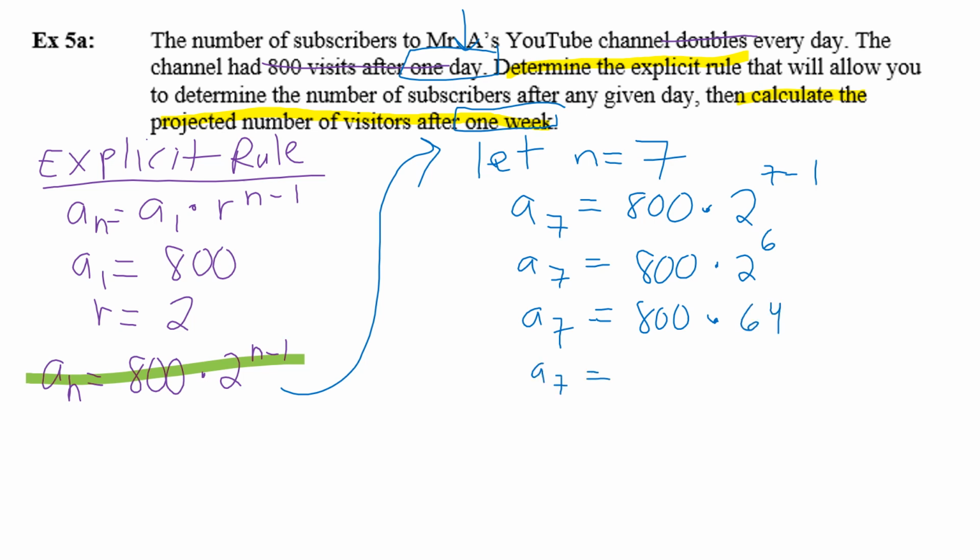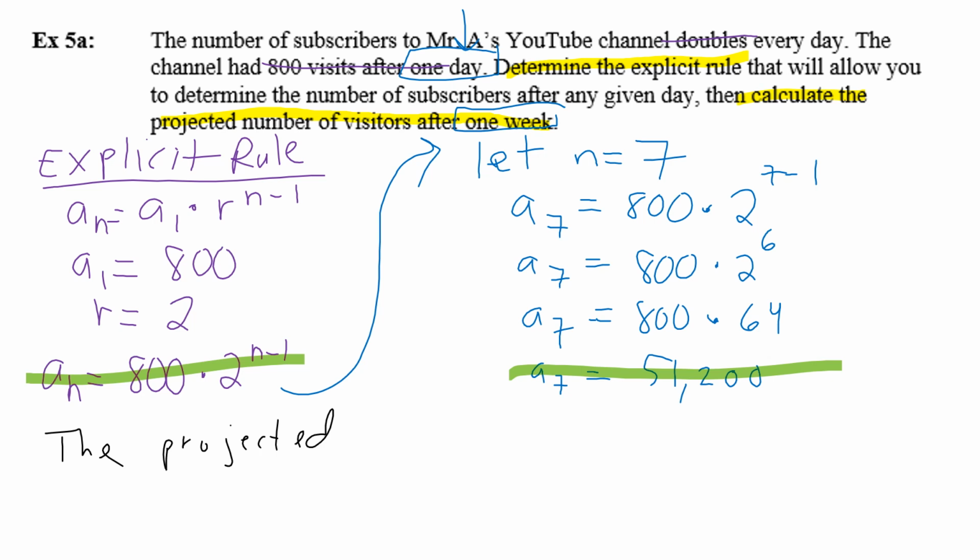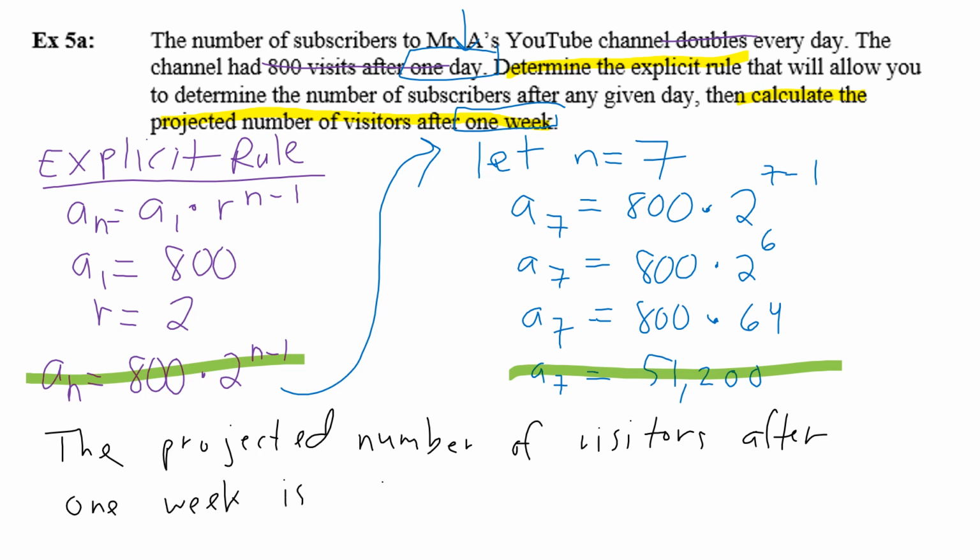And then the last thing we're going to want to do is take 64 times 800. And that's going to give us 51,200. So it's telling me that the 7th term in the sequence is 51,200, which is telling me that the number of visitors after 1 week is 51,200. So I could write that in a quick sentence. The projected, because again, at the end of the day, it's still an estimate. We don't know for sure. And that would be the final answer for this one.